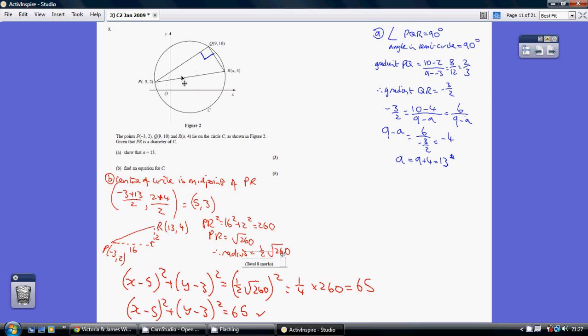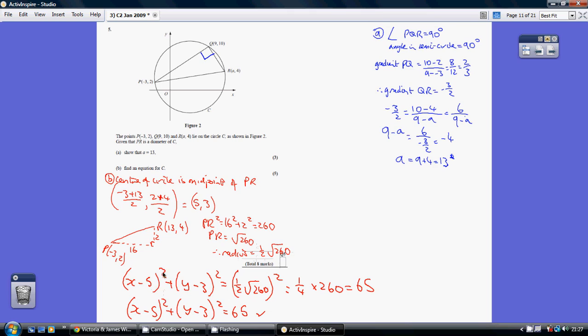Lastly, we need the radius, the length of the radius, which is obviously half the diameter. So if we can work out the length of PR, the diameter, we just need to halve it. So given we know the coordinates, P is minus 3, 2, and R is 13, 4, we have a little Pythagoras to solve. The x length from minus 3 to 13 is 16. The y length from 2 to 4 is 2. So PR squared is 16 squared plus 2 squared, which is 260. So the diameter is root 260. The radius is half of this, which is half root 260.